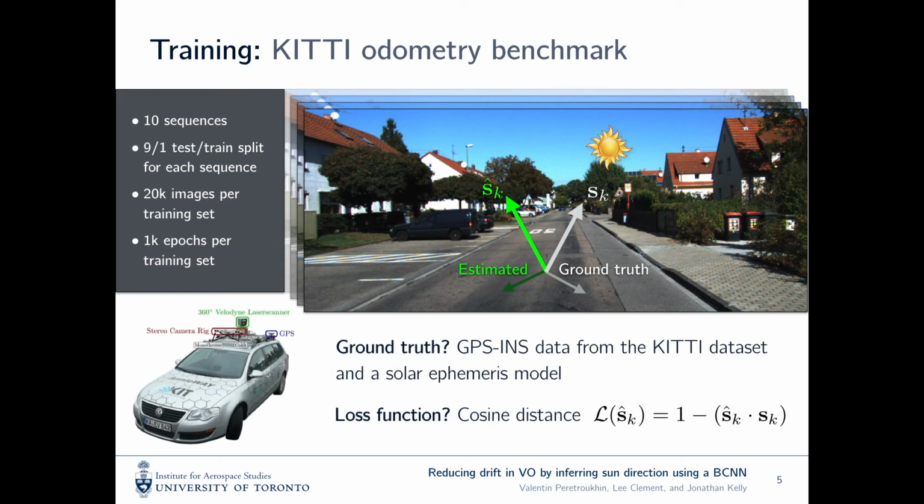We labeled each image with a 3D ground truth sun vector. We computed this vector by querying a solar ephemeris model and transforming the expected direction of the sun into the local camera frame using the GPS INS poses. For our loss function, we minimized the cosine distance between the estimated and ground truth sun directions.